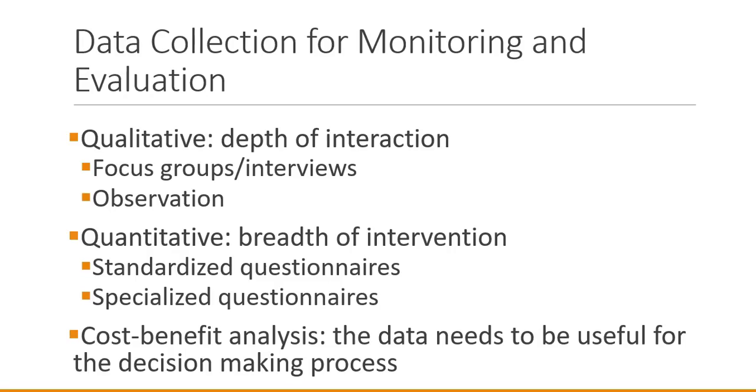In thinking about data collection for monitoring and evaluation, as we've seen previously, we can consider two types of data, qualitative and quantitative. And good examples of qualitative data for monitoring and evaluation are focus groups or one-to-one interviews, as well as community observation. Examples of quantitative data collection are standardized questionnaires, which are general for a community, and specialized questionnaires, which would be designed for one particular group or special interest of a community.